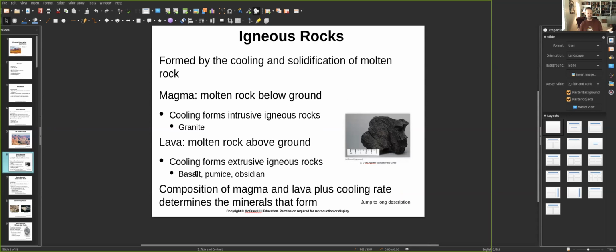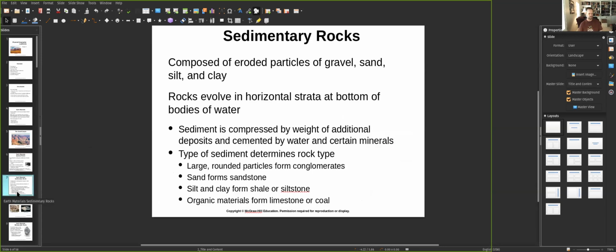So if it cools in one way, you get basalt. If it cools in another way, you get pumice. And in another fashion, if it cools, you can get obsidian that comes out of there. So it's the type of material that's coming up in there. It's molten rock, but how it cools is going to condition the type of igneous rock that you get.